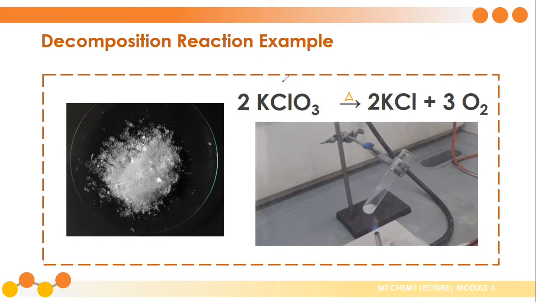So if you are to go back to our equation a while ago, we have AB will produce A plus B. As you can see, our reactant is a compound. Remember that in a decomposition reaction, our reactant is always a compound. It's the opposite of the combination reaction.